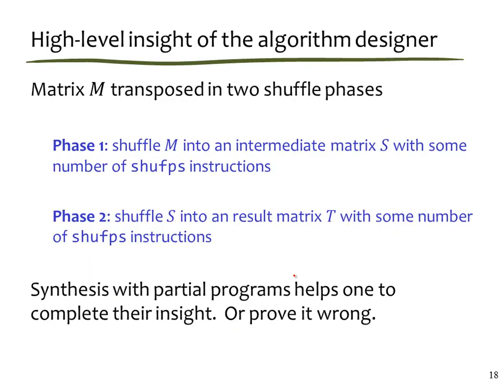And here is the insight that he had. The insight was that in order to transpose the matrix, he cannot do it in just one phase of shuffles with this instruction. He realized, I don't know exactly how he got that insight, that he needs to create an intermediate matrix, perform some shuffle from the original one, and then the intermediate one will be shuffled into the resulting matrix, which will be the transpose. And you see, the insight, we do not automate insight, but we let programmers state it with some partial program, and we help complete it. Or in fact, prove it wrong. If there is no completion to the sketch, we can prove definitely that there is none.